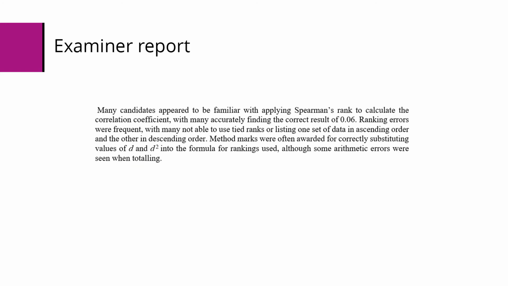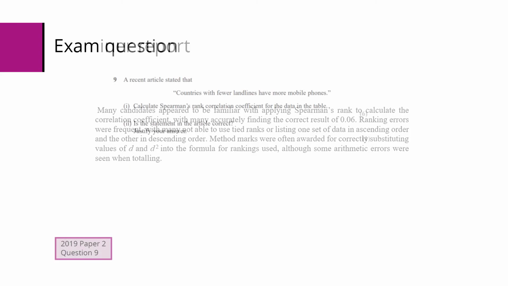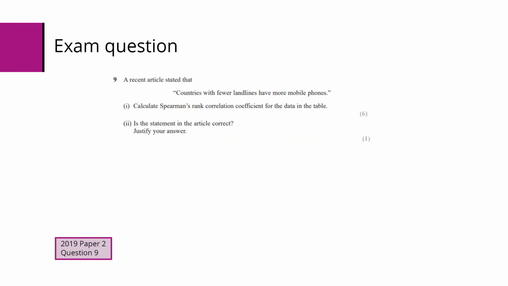Many students are quite familiar with it and can do it correctly. There are ranking errors occasionally, so people just not putting stuff in the right order. And sometimes that is students putting one of them ascending and the other one descending. But frequently, students are quite good at this and should expect to get the majority, if not all, of the marks. The second part of that exam question then says, is the statement in the article correct?